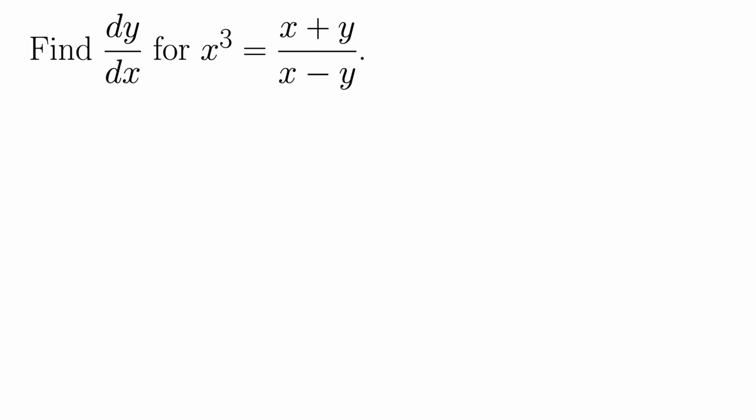In this example, we want to use implicit differentiation along with the quotient rule. We're asked to find dy/dx for the quantity x cubed equals (x plus y) divided by (x minus y). Okay, well, we can do that. We have the tools to do this. Let's just see how it goes. We know the quotient rule.